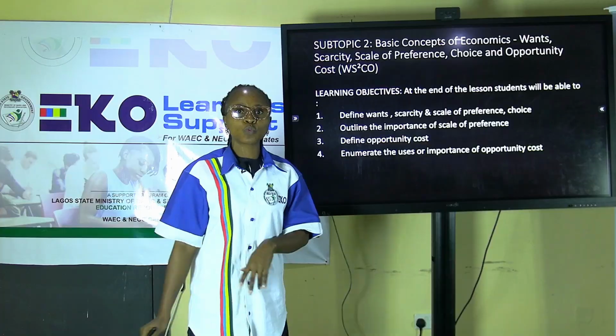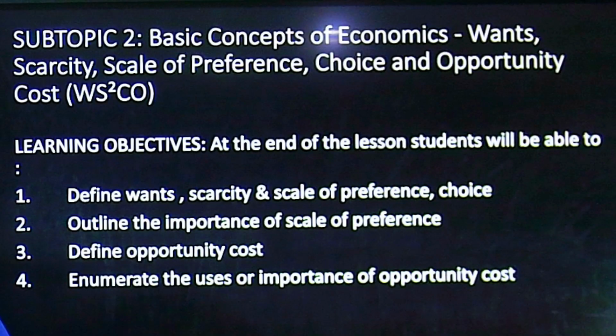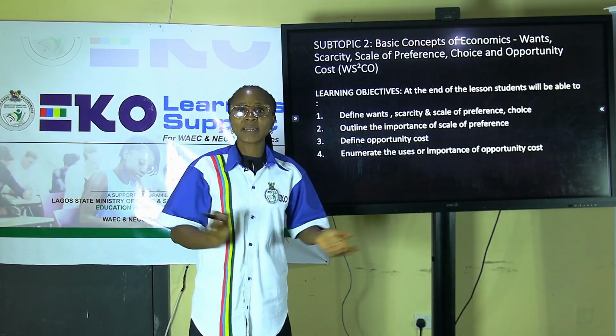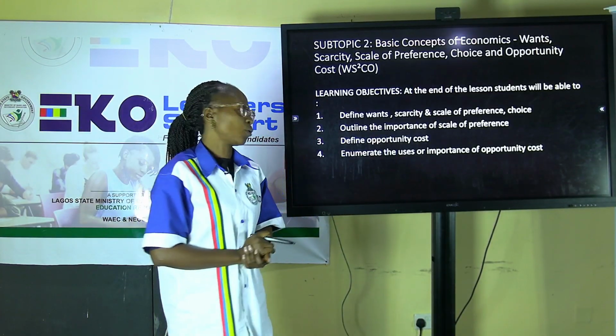And when we talk about this WASSCE, W stands for wants. The first S, we can tag it as scarcity. The second S, we can tag it as scale of preference. The C, we can tag it as choice. And the last one, E, we can tag it as opportunity cost.